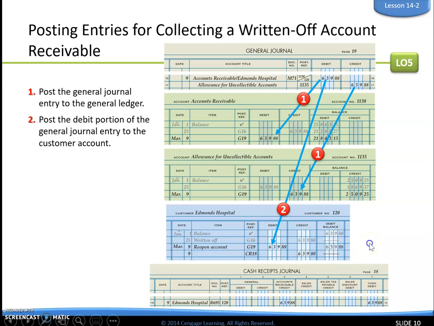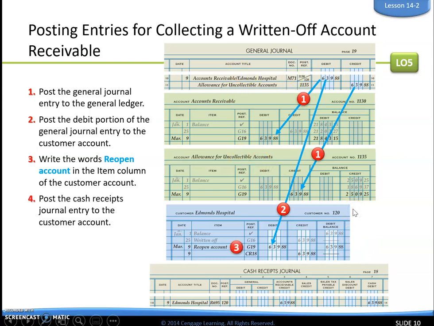Once we're done posting from our general journal, we're going to put those account numbers up here. And then they're also showing us our posting from our cash receipts. For this one, we're only posting to Edmonds Hospital, and so that goes with the accounts receivable. Remember, for Edmonds Hospital, we're going to look at the accounts receivable column.